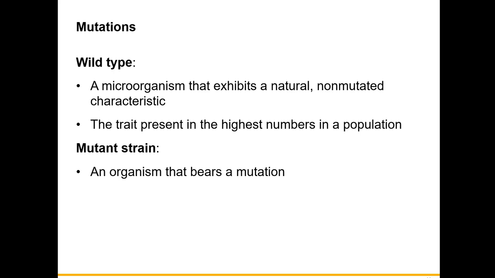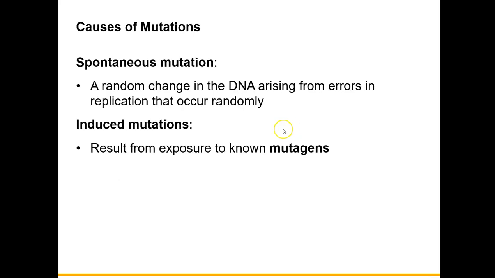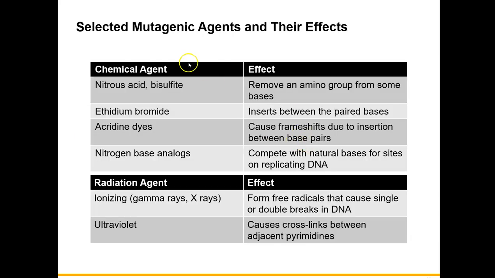And then the mutant has the mutation. The wild type is the trait that's present in the highest number in the population. Mutations can be spontaneous or induced. Spontaneous is just a random change in the DNA from errors in replication and occurs randomly. Induced is from a mutagen. Some chemical mutagens are nitrous acid or bisulfite, which removes the amino group from some of the bases. Ethidium bromide inserts itself between the base pairs, and they actually use ethidium bromide a lot in labs so you can see the DNA very well.